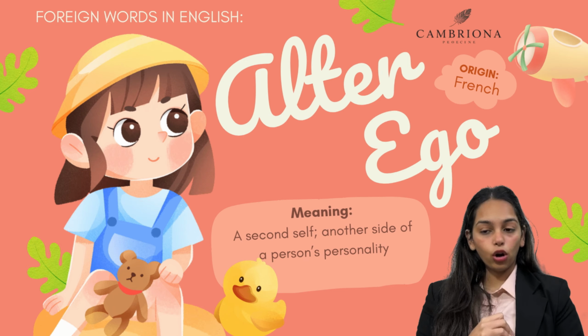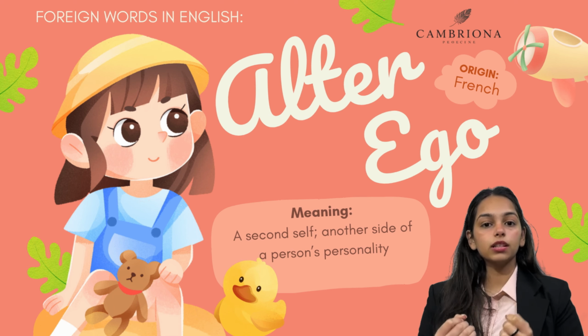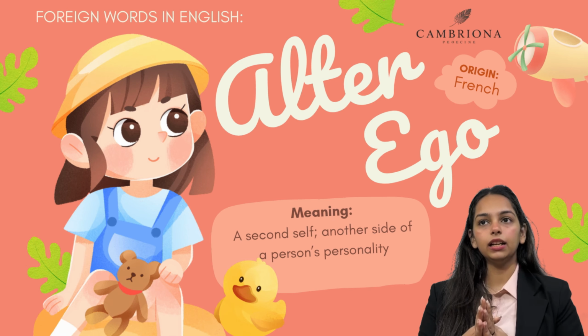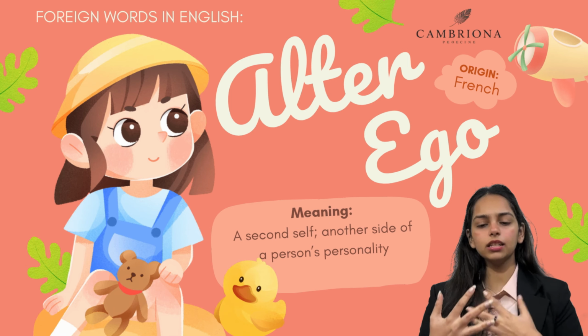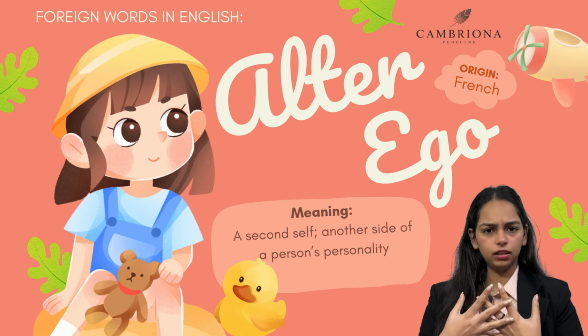The next is alter ego. The meaning is a second self, another side of a person's personality. Basically, एक ऐसी side जो कि usually लोग आपकी नहीं देखते, right? And it is something which is hidden, right?